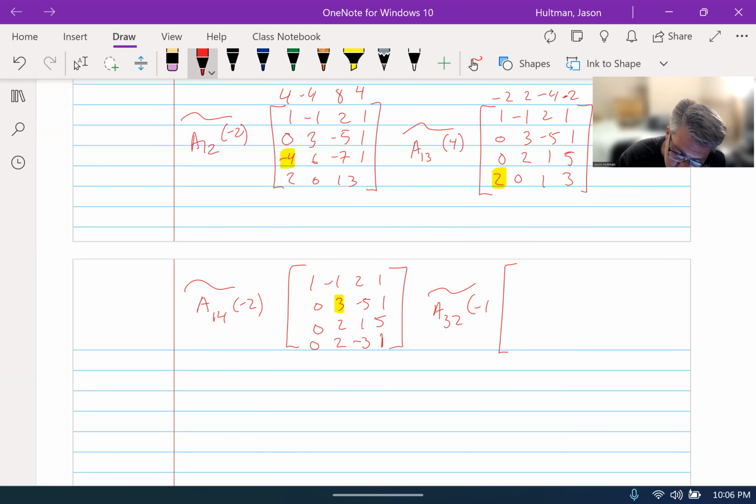Let's do that. So I'm going to go 1, -1, 2, 1. I'll skip the second row because that's the one I'm working on. And then 0, 2, 1, 5, and 0, 2, -3, 1. Okay, so now for that second row that I want to plug in.